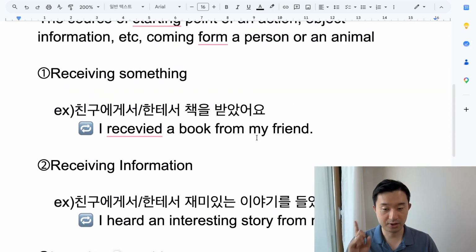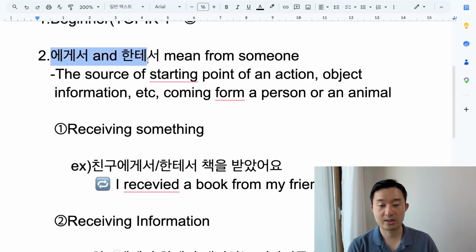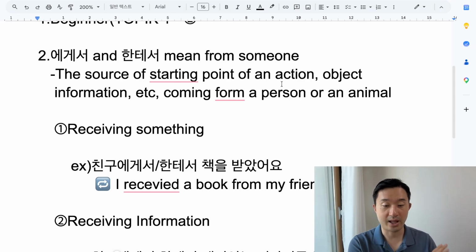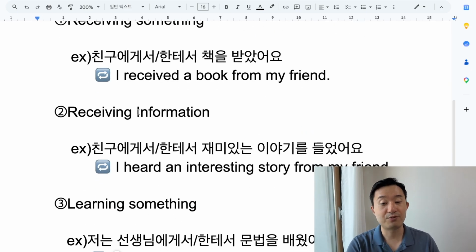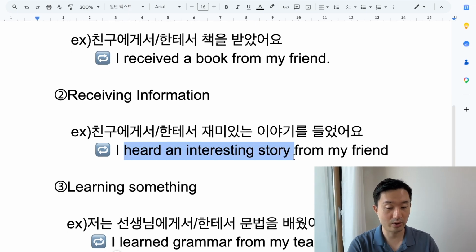Let's check in again. First, 에게서 and 한테서 mean from someone, which is the source or starting point of an action, object, information, etc. So coming from a person or an animal. The first case is receiving something. 친구에게서 or 한테서 책을 받았어요. I received a book from my friend. Receiving information: 친구에게서 한테서 재미있는 이야기를 들었어요. I heard an interesting story from my friend.